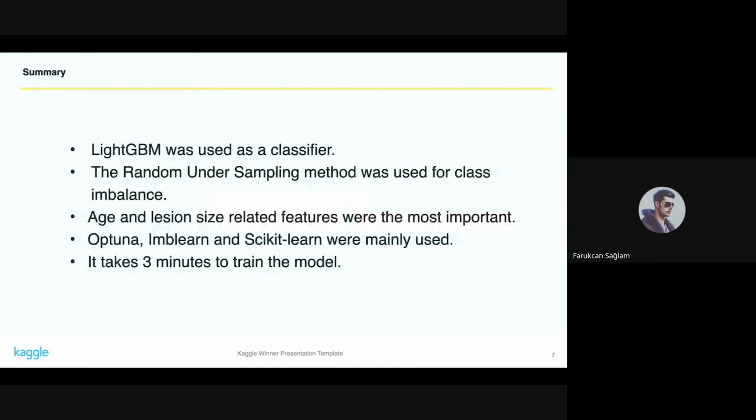In summary, I used the LightGBM framework. It's highly customizable and it's very fast and lightweight. Random undersampling was one of the crucial steps in medical tasks, and age, lesion size, and features derived from them were mostly effective.